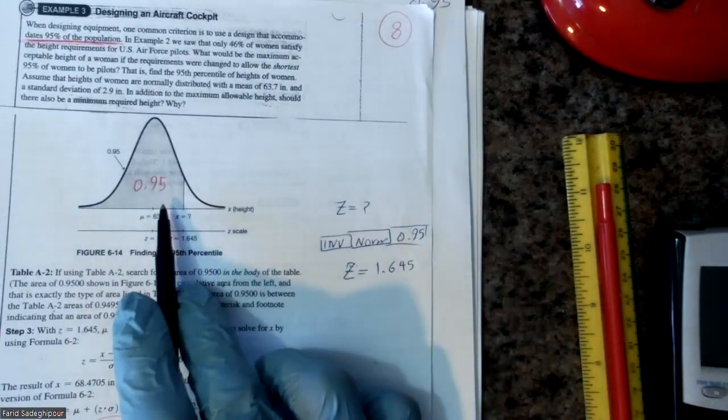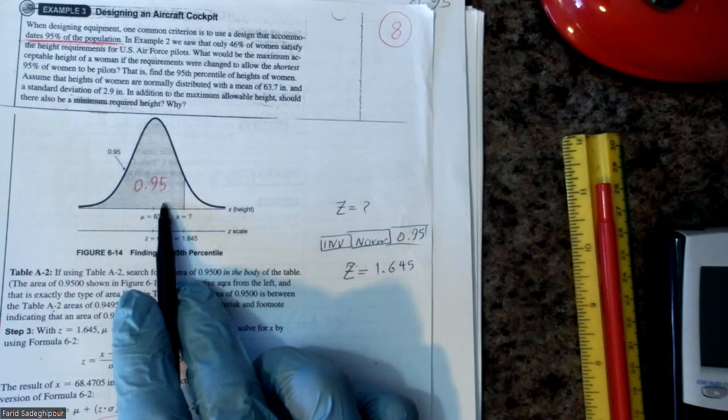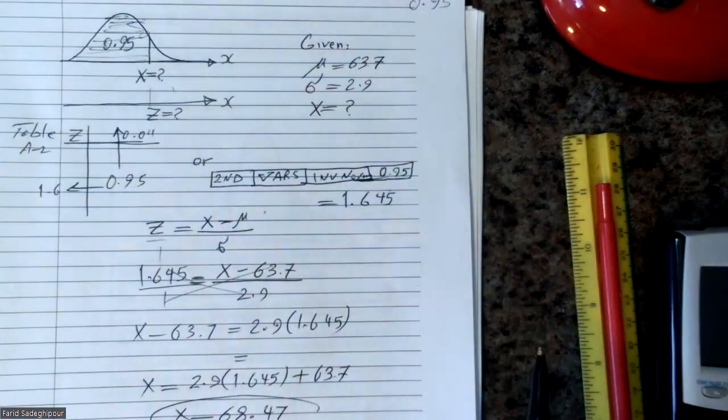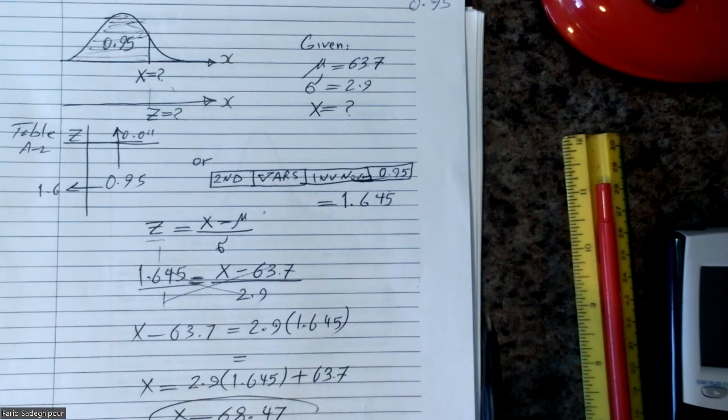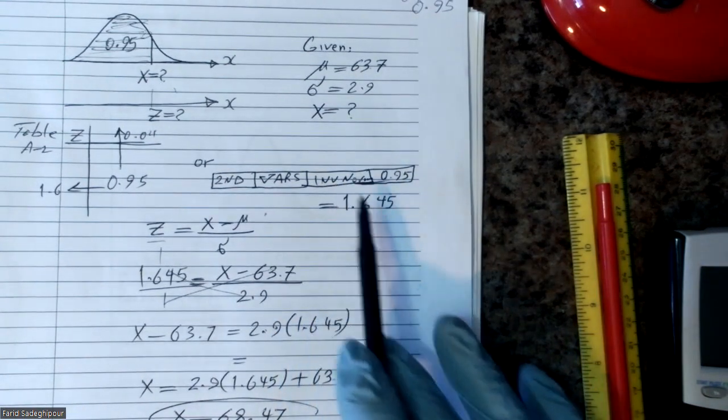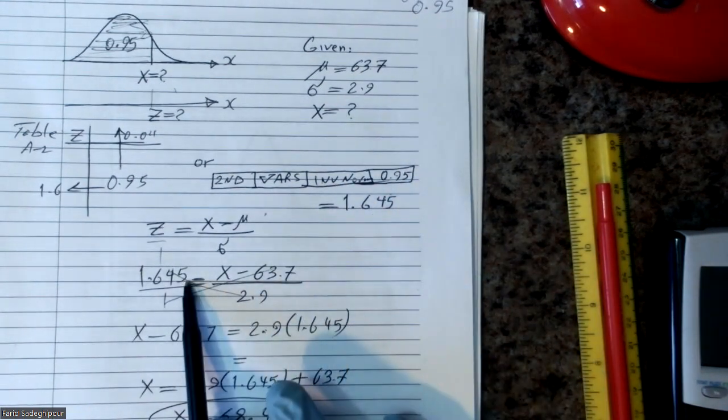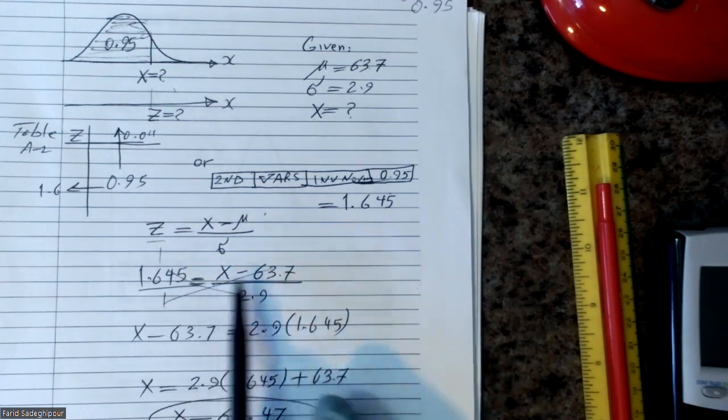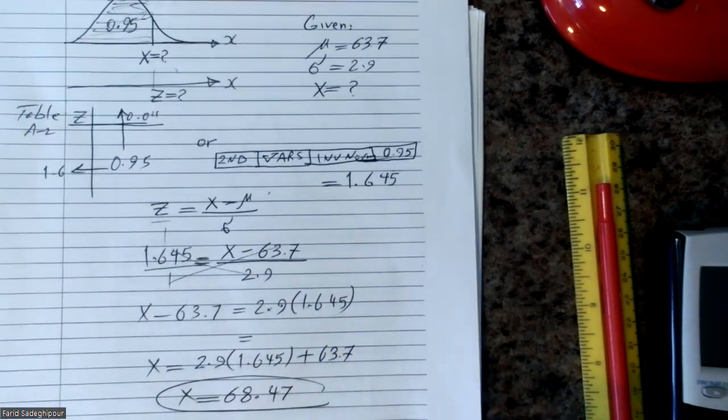The area is 0.95, and we want to find the x. So when the area is given, through the inverse norm, you find the z. Once you have the z, you put it into these equations to find the x.